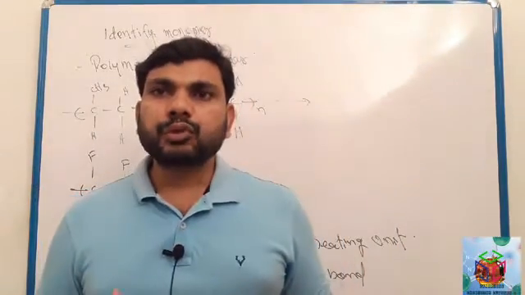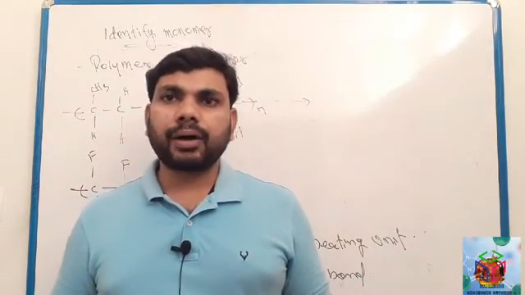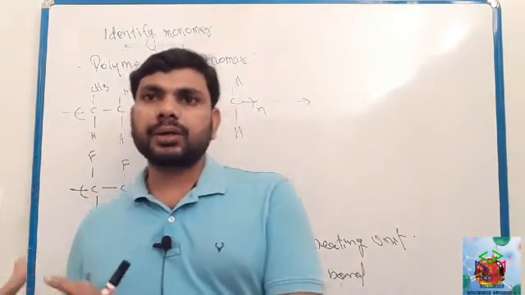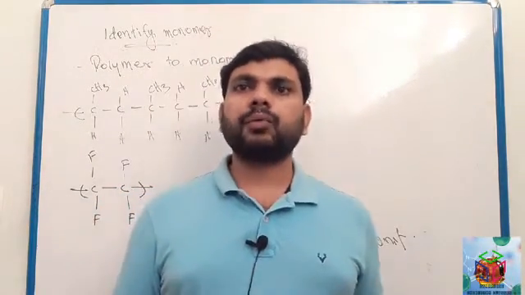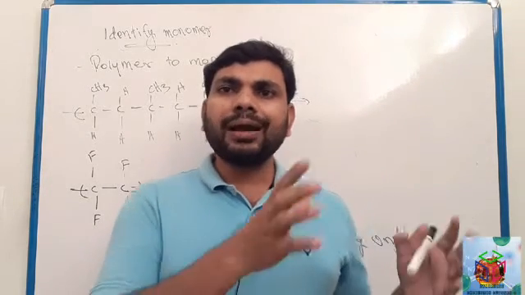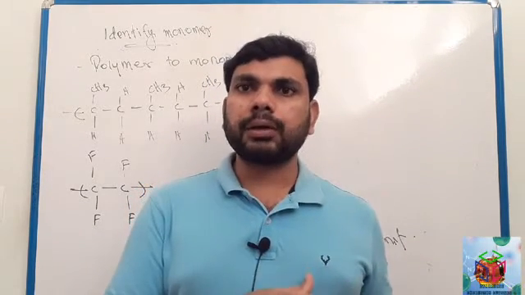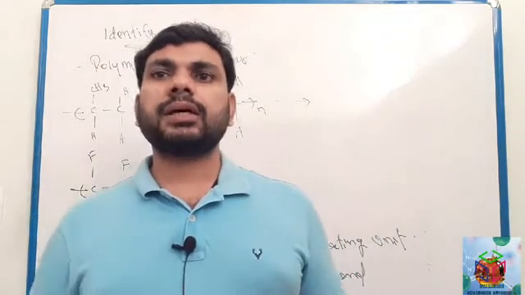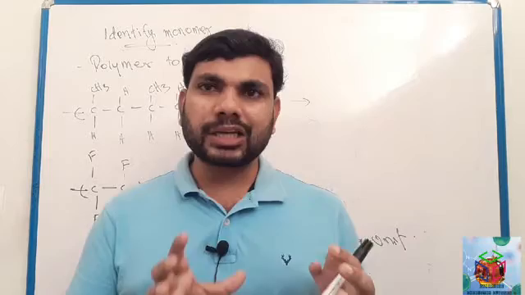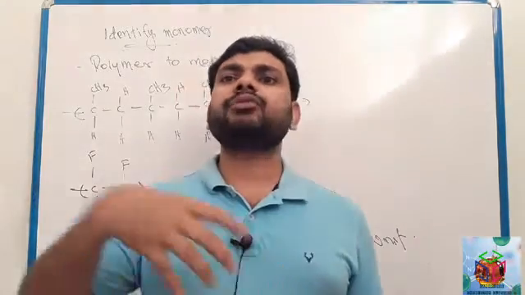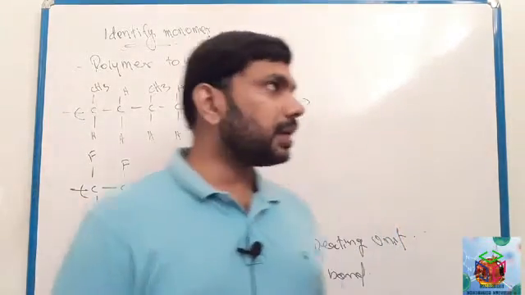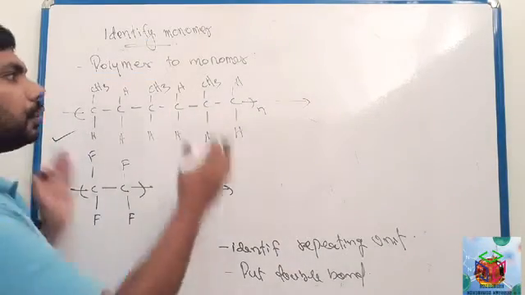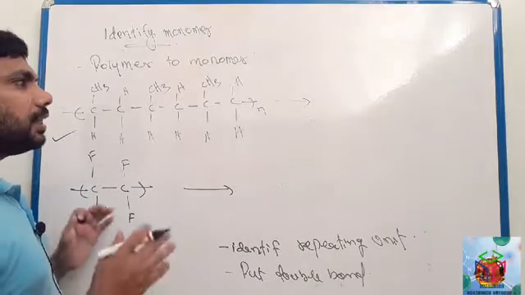Next one, we have to discuss here how to identify monomer. We discussed how to convert the structure of monomer to polymer. Next one, you have the structure of polymer, then you have to convert it to its monomer. From polymer, you have to find its monomer. See here one example. Here this is one polymer. You have to find its monomer.